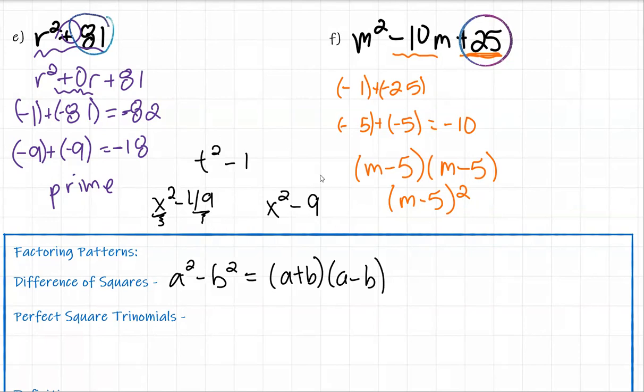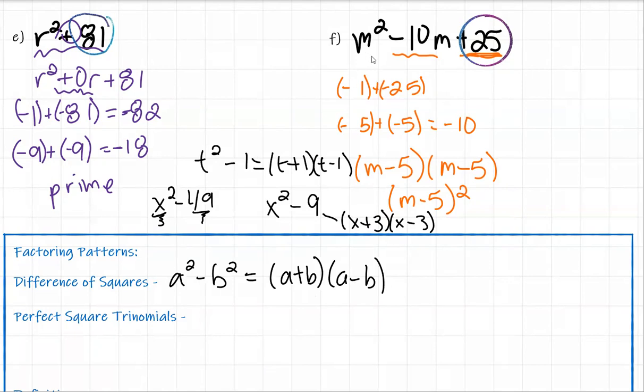With x squared minus 9, well, what do I square to get 9? I square 3. So that would just be x plus 3, x minus 3. What do I square to get 1? 1. So this is t plus 1 and t minus 1, right? So that's kind of how that pattern plays out. And we have the same thing with our perfect square trinomials.